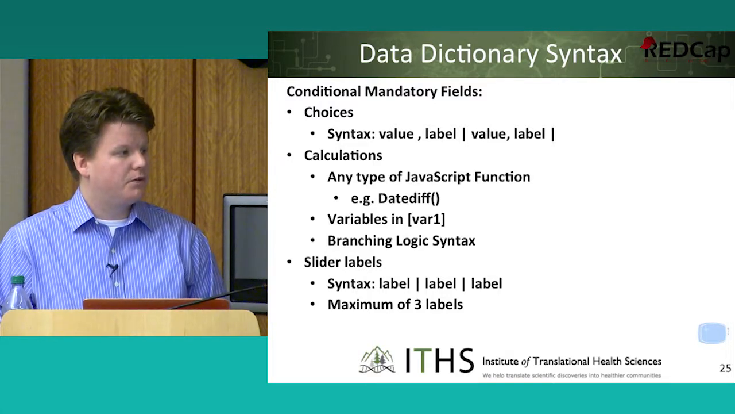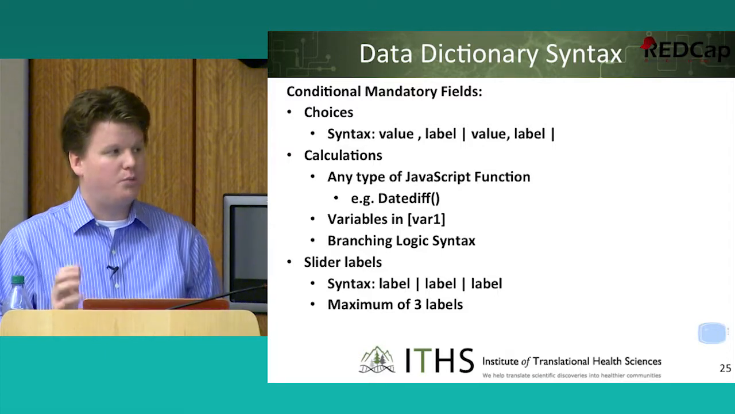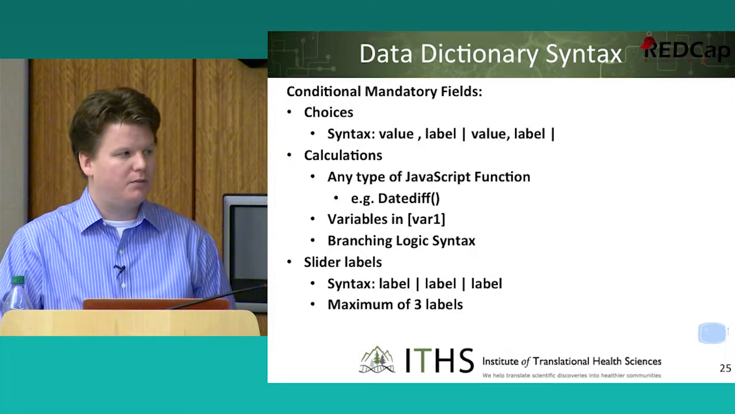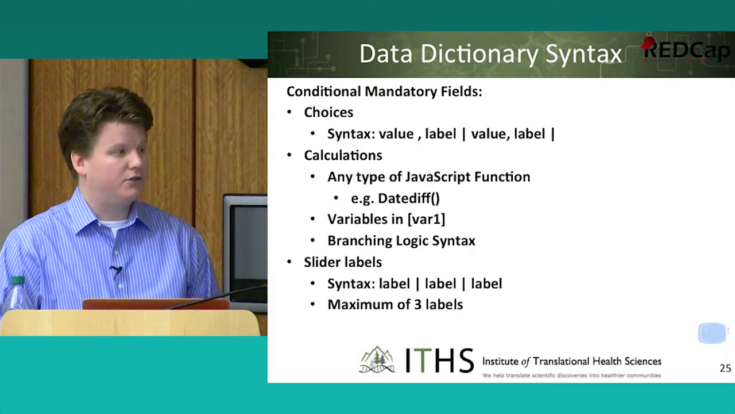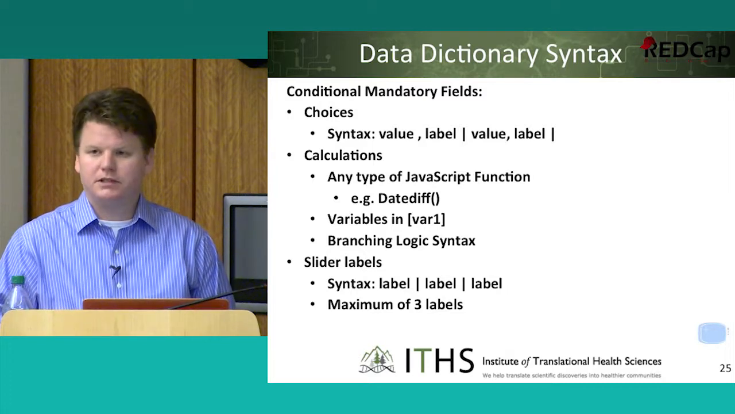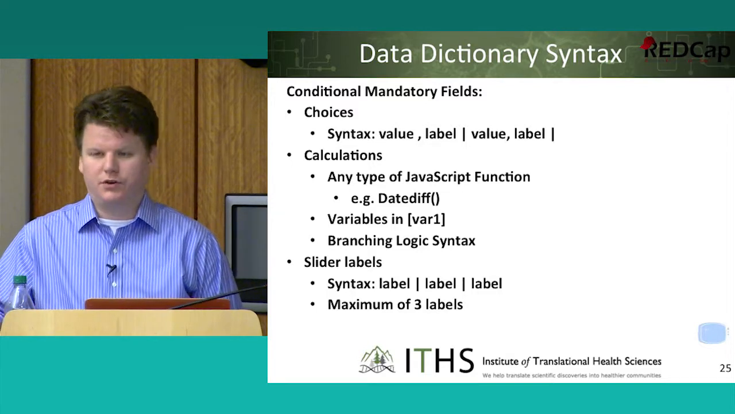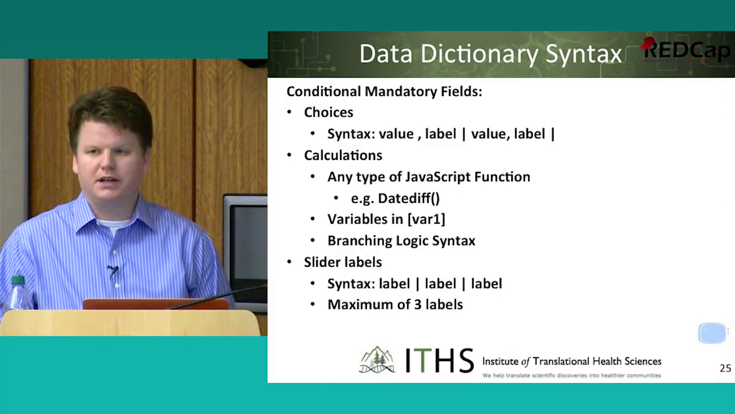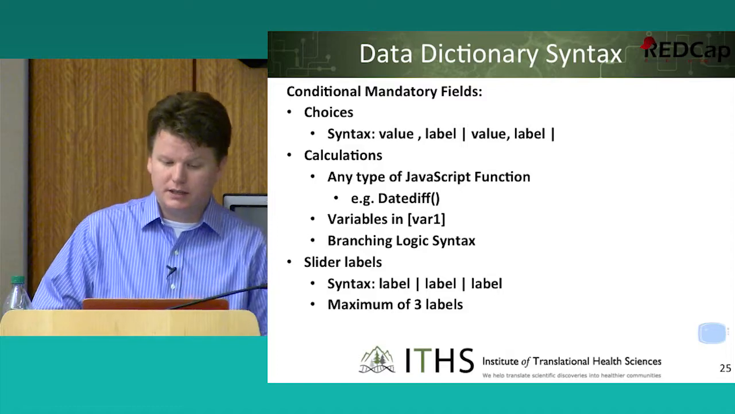Slider labels. So the syntax is very simple. It doesn't have a raw value. It's just label, pipe, label, pipe, label. This is a 3-label variety. You also have a 2-label variety, which is the minimum. So that's just label, pipe, label. That's it. For instance, disagree, agree, or disagree, neutral, agree. So the left one is always the left-hand side label, the middle one is the middle, and the right one is the right-hand side.